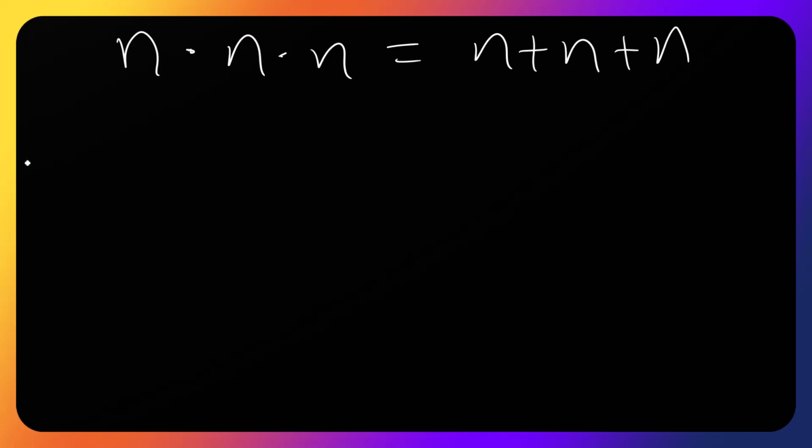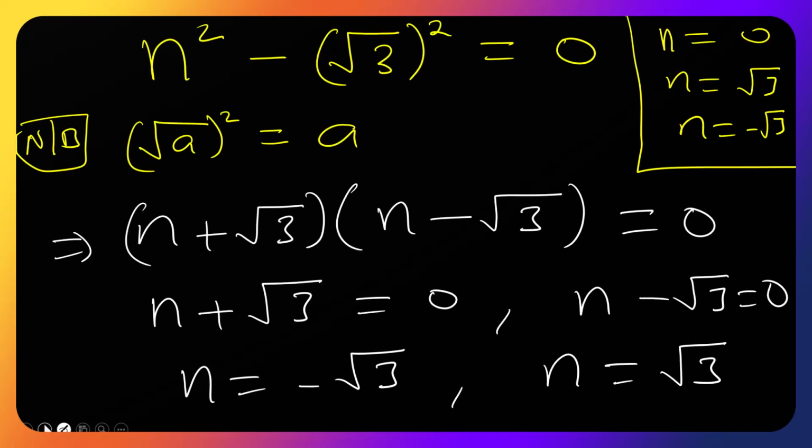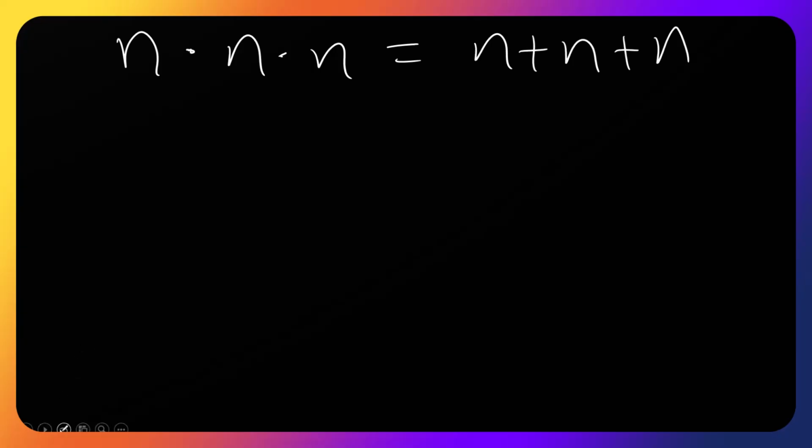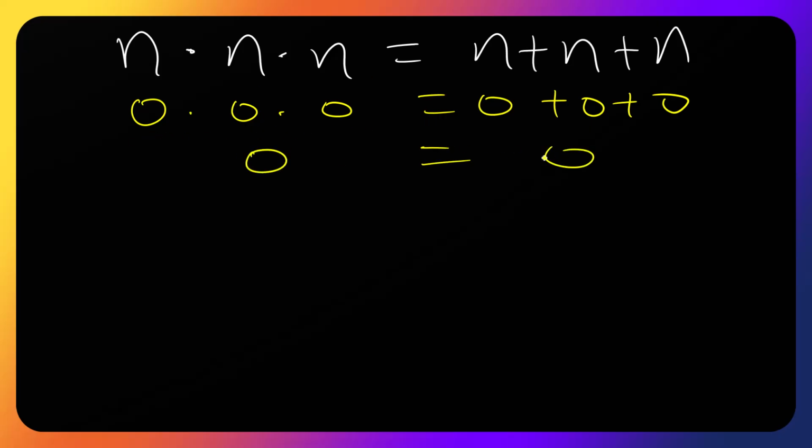So let's start with when n is 0. Now, when I plug in 0, this side is 0 times 0 times 0, and this side is 0 plus 0 plus 0, so both equal 0. So when n is equal to 0 is confirmed.